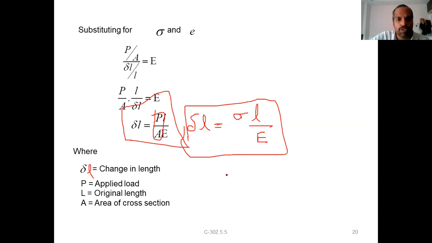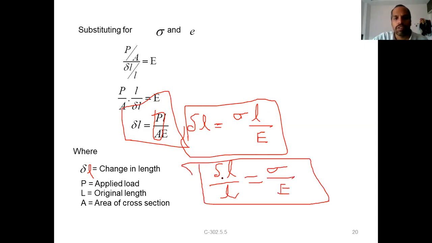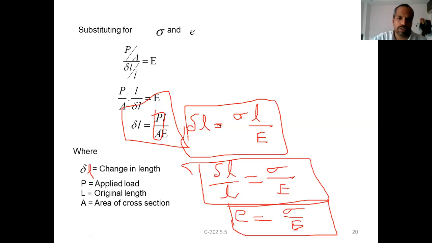And if you want further, what is delta L by L? Again, you take this term to this side. So delta L by L is equal to sigma by E. This is also another equation. Delta L by L is strain. Strain is equal to sigma by E. This is nothing but Hooke's law.